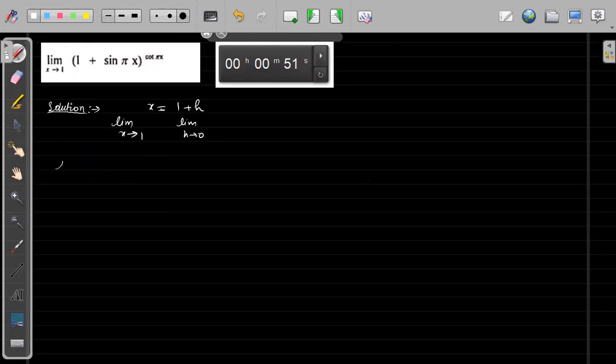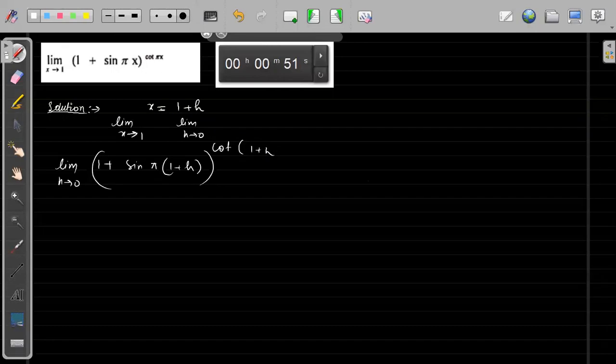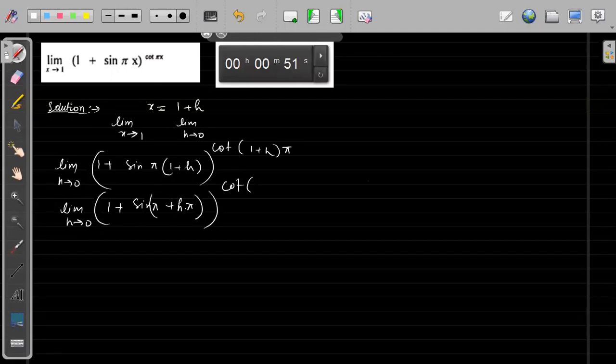Right, so this is limit of h tends to 0. This will become 1 plus sine of pi into what is x? x is now 1 plus h. 1 plus h, this whole to the power cot of pi. Pi is also 1 plus h into pi. So this will become limit of h tends to 0, 1 plus sine pi plus h into pi, right, to the power cot pi plus h into pi, right?